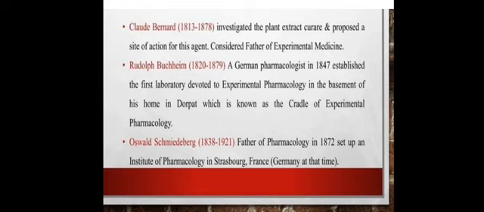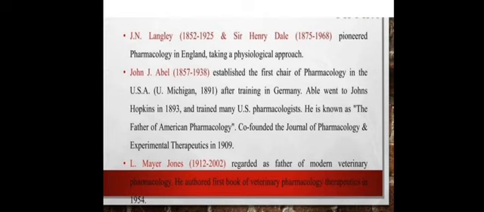Rudolf Buchheim, a German pharmacologist, in 1847 established the first laboratory devoted to experimental pharmacology. Oswald Schmiedeberg, father of pharmacology, in 1872 set up an institute of pharmacology in Strasbourg, France. J. N. Langley and Sir Henry Dale pioneered pharmacology in England. John J. Abel established the first chair of pharmacology in the USA. L. Meyer Jones is regarded as father of modern veterinary pharmacology.